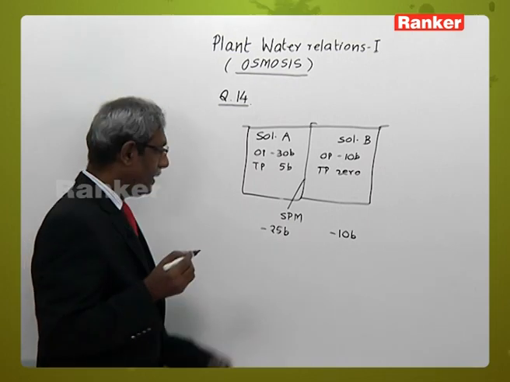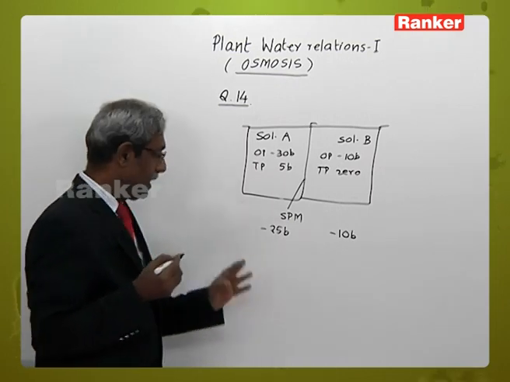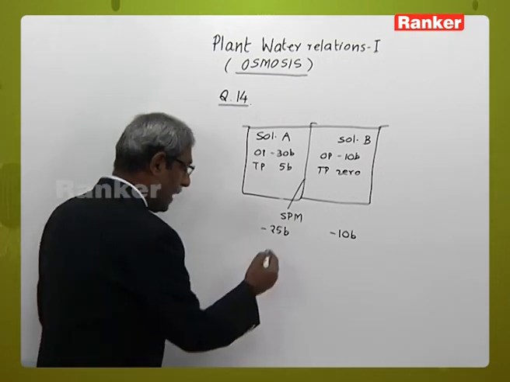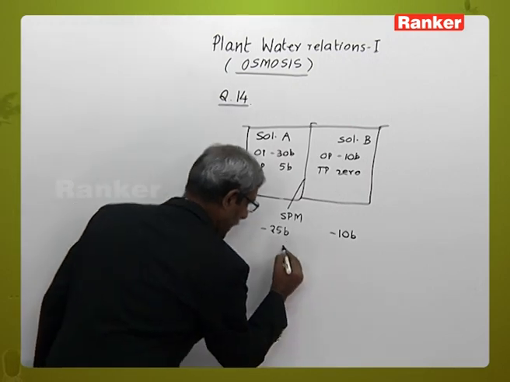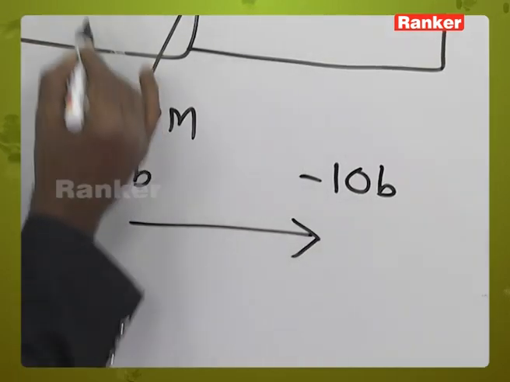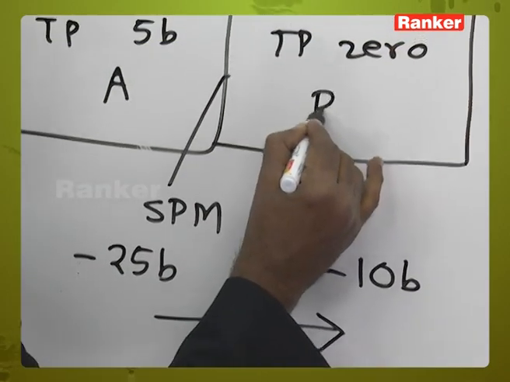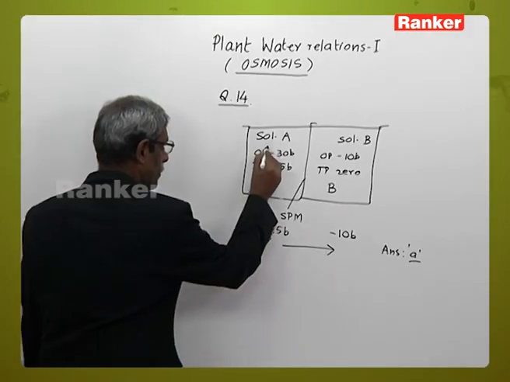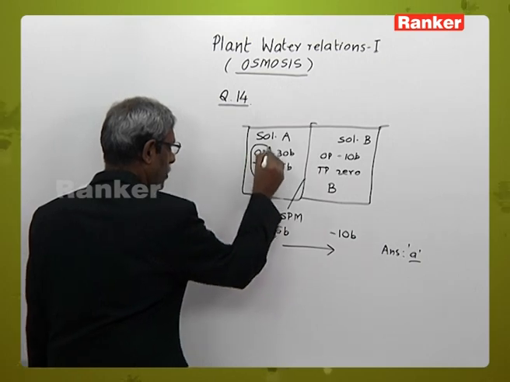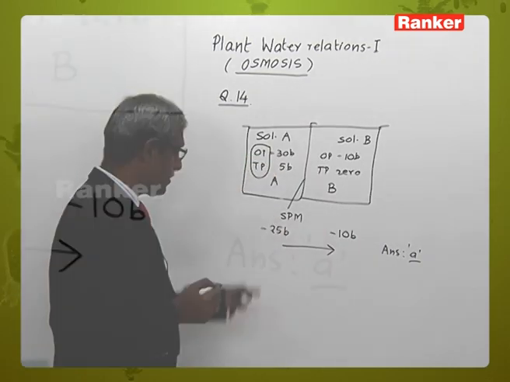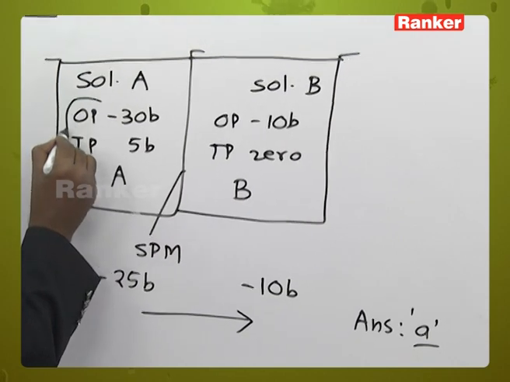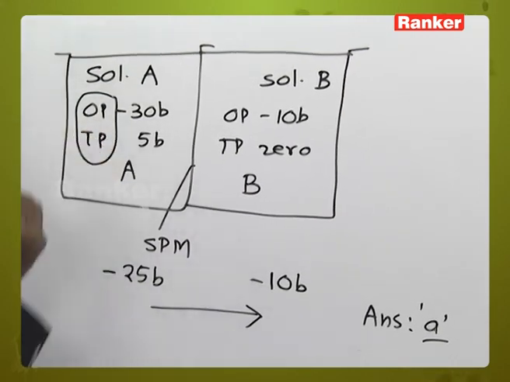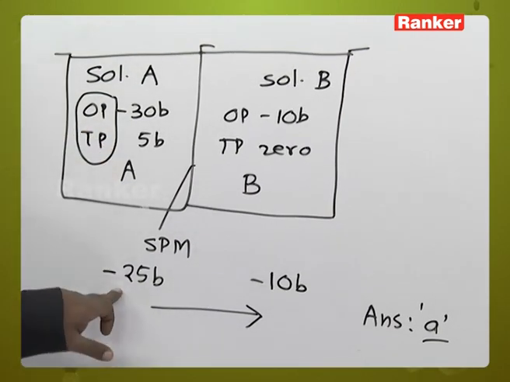Now, normally the direction of net osmosis is always from a higher value to a lower value, hence the direction is always from A to B. Among the choices, the right answer is A. So, we need to take the turgor pressure value and deduct it from the osmotic pressure value, and looking at the values, we know the direction of how osmosis proceeds.